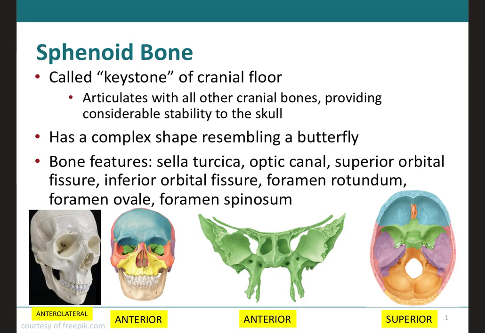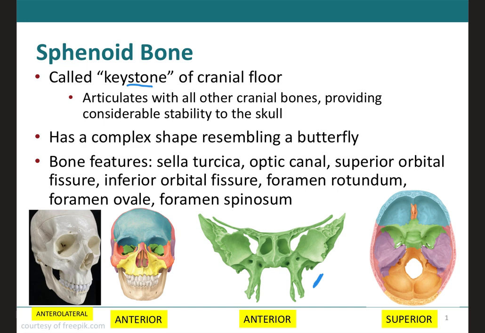The sphenoid bone is the bone that will lie at the middle part of the base of the skull. Sphenoid means wedge shaped, and that's exactly what it is. It looks actually like a butterfly bone. If you look at this image here in green, representing the whole sphenoid bone. And this bone can also be called the keystone of the cranial floor because it will actually articulate with all the other cranial bones, holding them together.